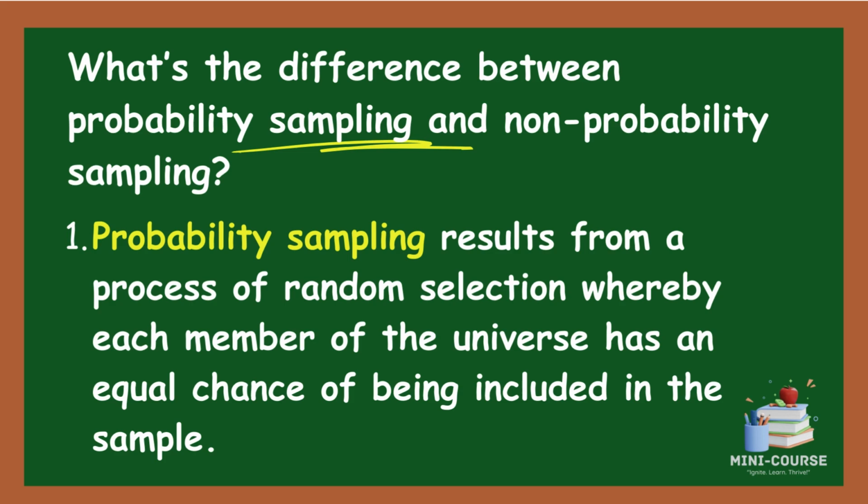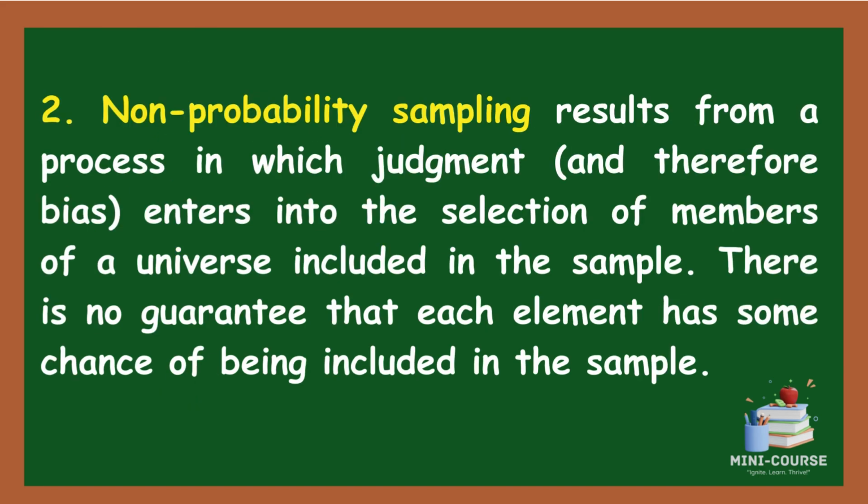Probability sampling results from a process of random selection whereby each member of the universe has an equal chance of being included in the sample, while non-probability sampling results from a process in which judgment, and therefore bias, enters into the selection of members of a universe included in the sample. There is no guarantee that each element has some chance of being included in the sample.